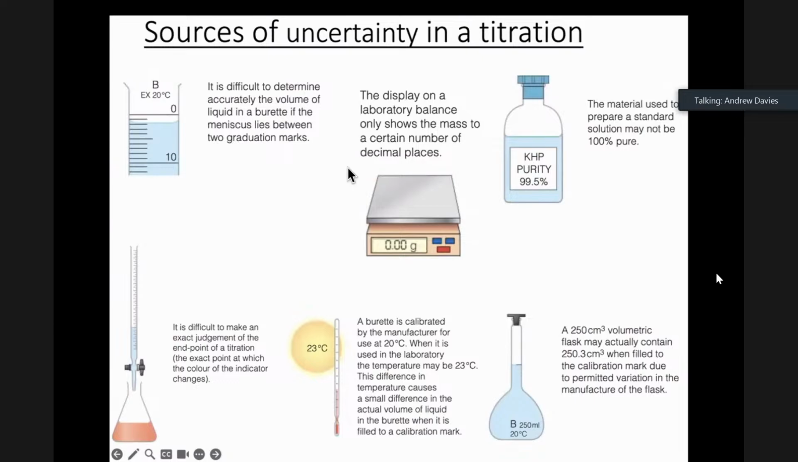I guess it's also worth thinking about what are these uncertainties in a titration. It is quite hard to tell exactly where your readings are on a burette, but it's deemed that you can generally say it's either on the line or between the lines. Anything more than that you can't do. So normally written on the side of the apparatus. So in this case, they're saying it's 0.3.